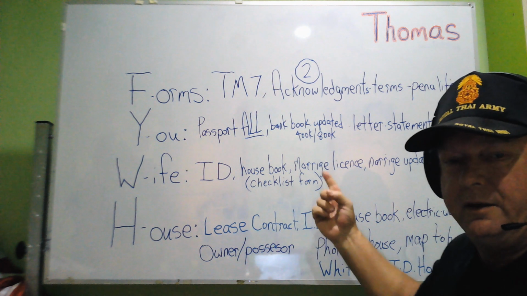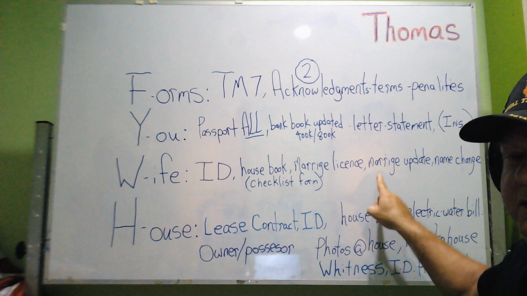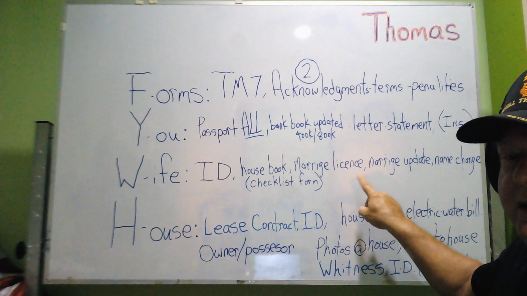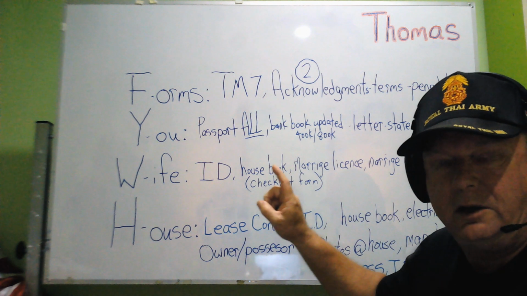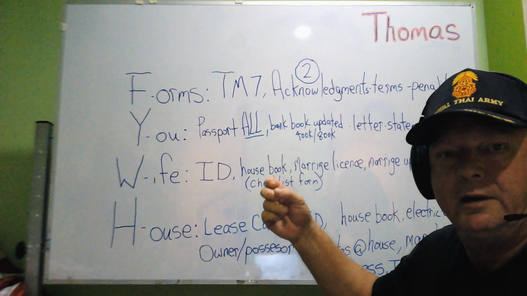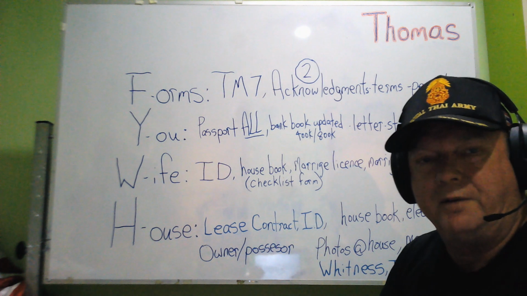And then your marriage license, to prove that you're married. Very importantly, you need to update that you are married. You go to the local Amphoe office, which is like a city hall. You pay them like 100 baht, and they get on the computer and see that your marriage is still valid. You have not been divorced.